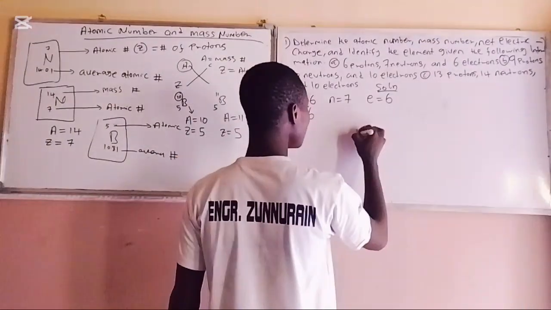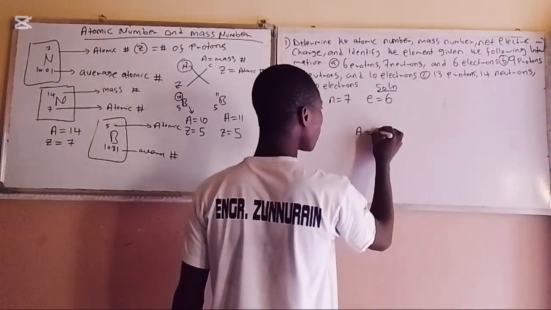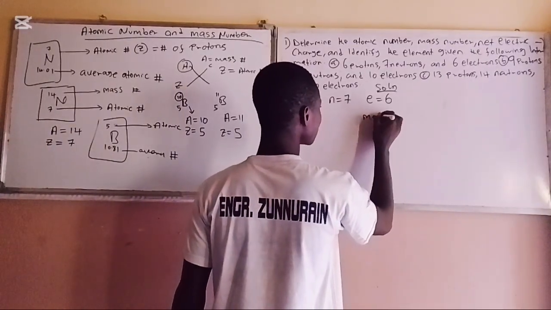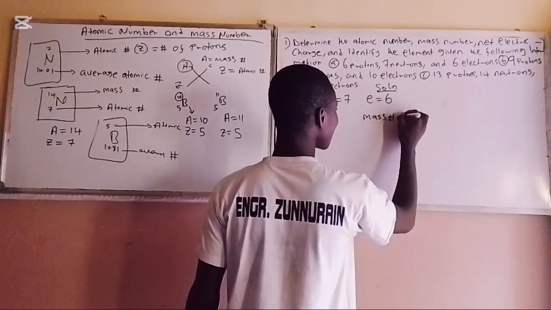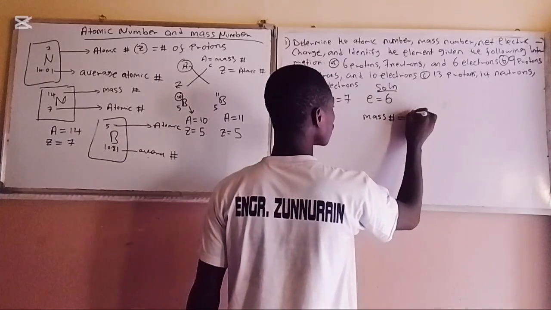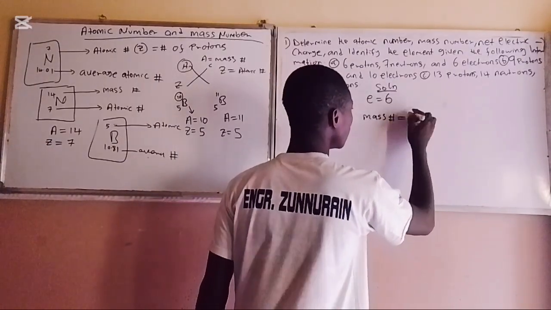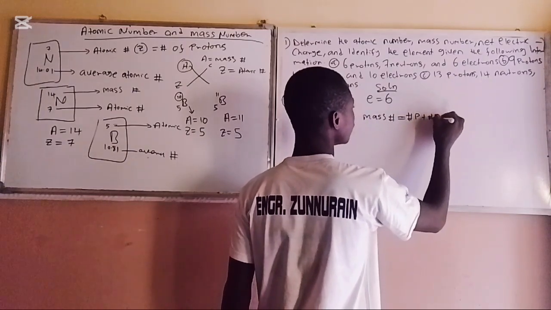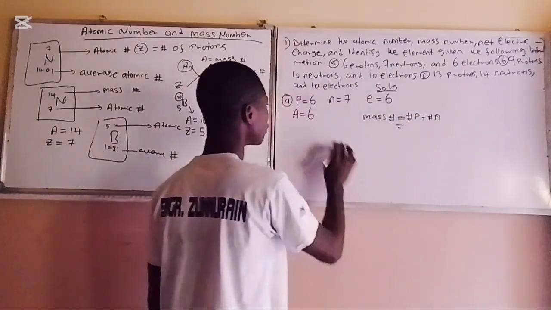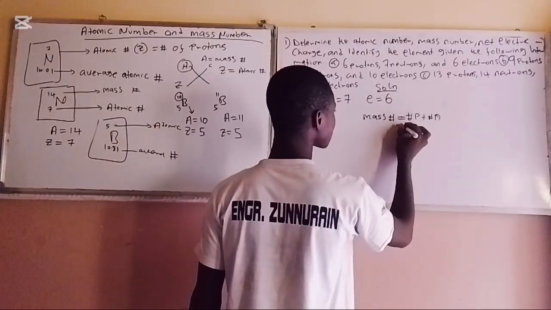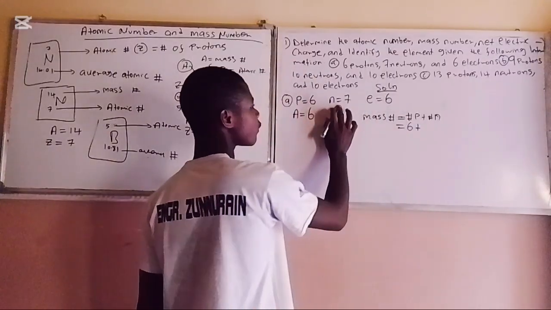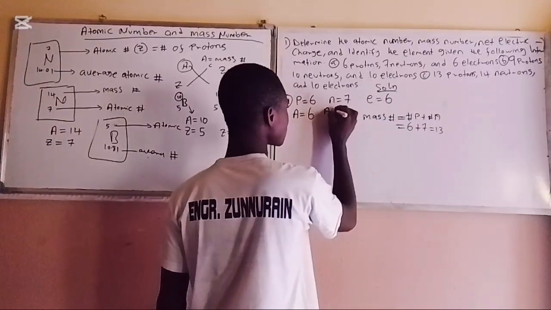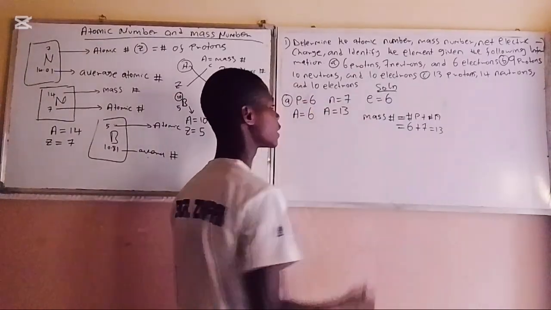To find the mass number is the same thing as saying number of protons plus number of neutrons. So the number of protons is 6, plus the number of neutrons, which is 7. This will give me 13. So therefore, as you can see, the mass number is 13.